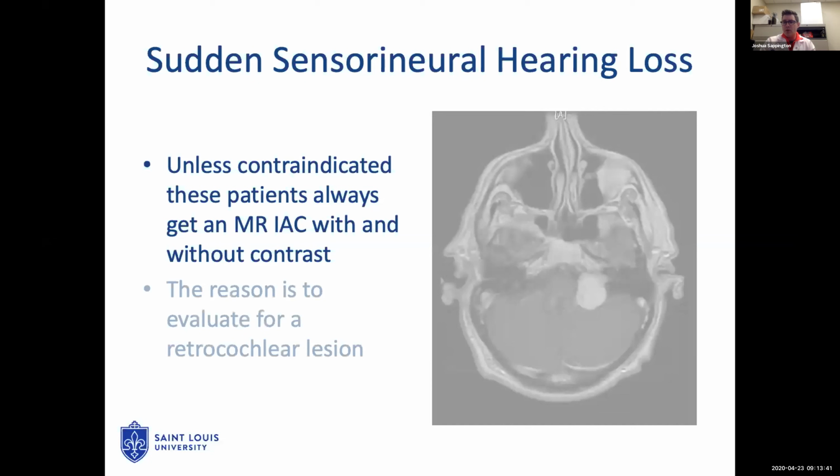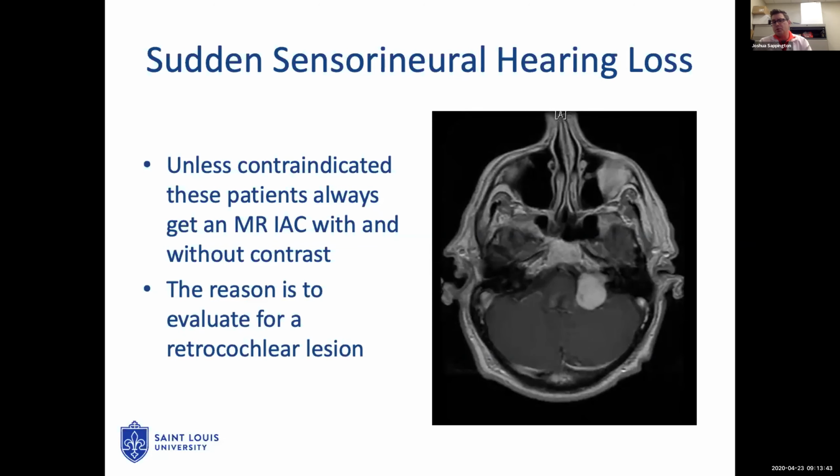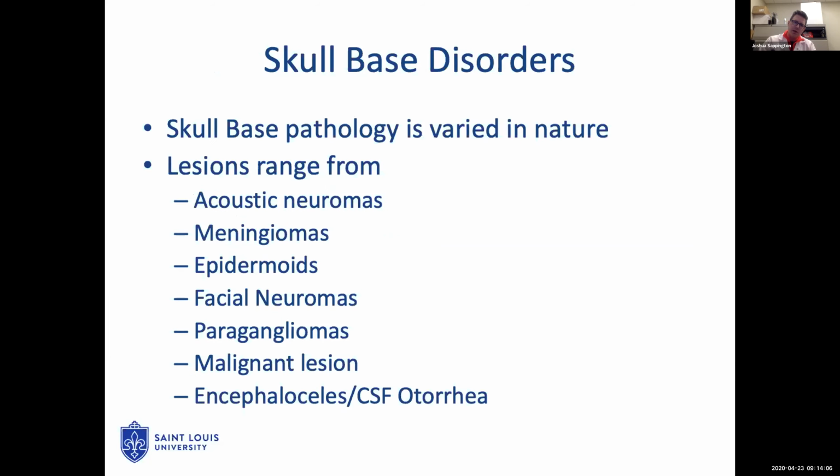You always get an MRI with and without contrast to evaluate for retrocochlear lesion. This is actually a gentleman who I took care of who had a sudden hearing loss, saw someone, got treated with oral steroids, didn't get better, saw me for a hearing aid evaluation, and we were like, well, let's get the MRI, let's do our due diligence. And it's rare overall, but what you don't want to do is miss a retrocochlear lesion like that.